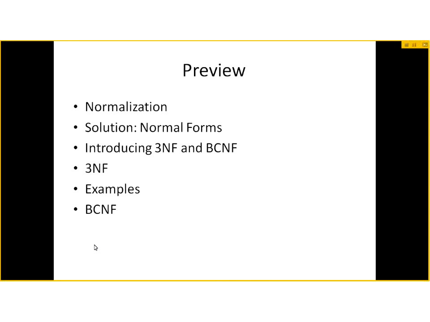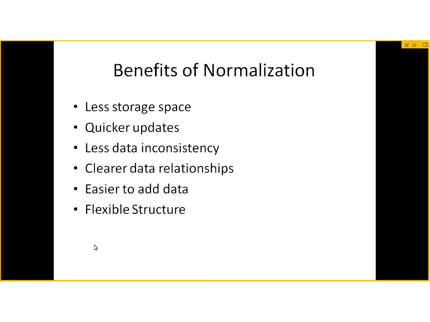The normal forms 3NF and BCNF. I'm going to skip these because, okay, you need to remember these, that these are the benefits of normalization.